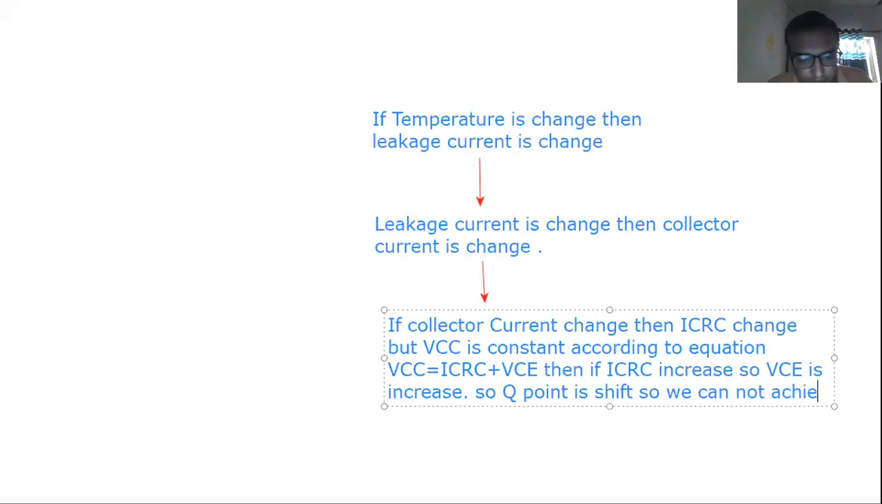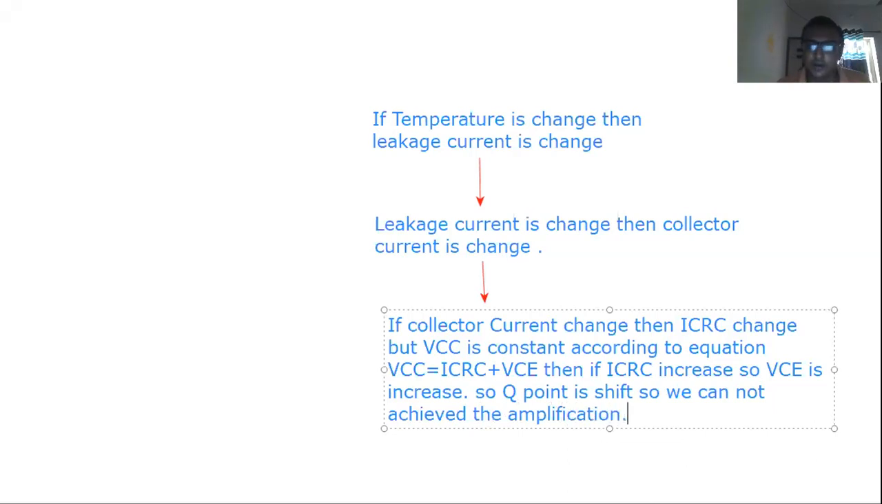So the Q point is shifted, so we cannot achieve the amplification. So it is required to put the circuit in an external way in such a way as to control the collector current with respect to temperature change.